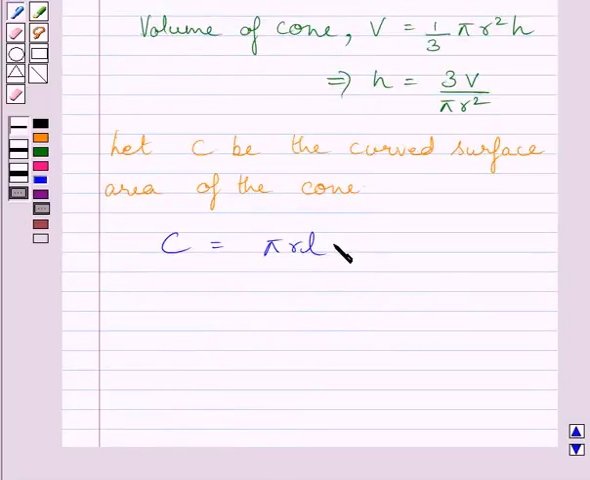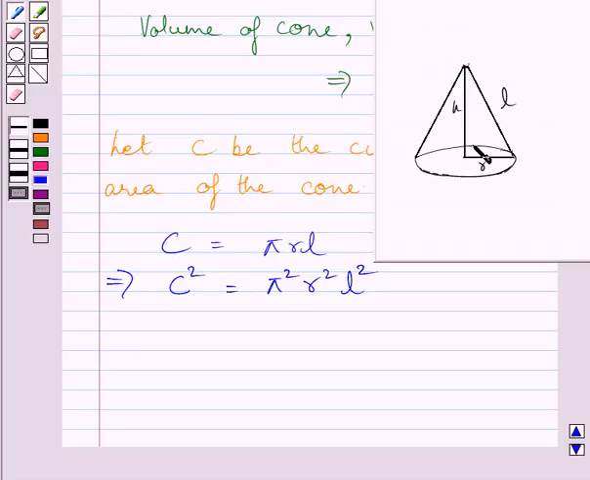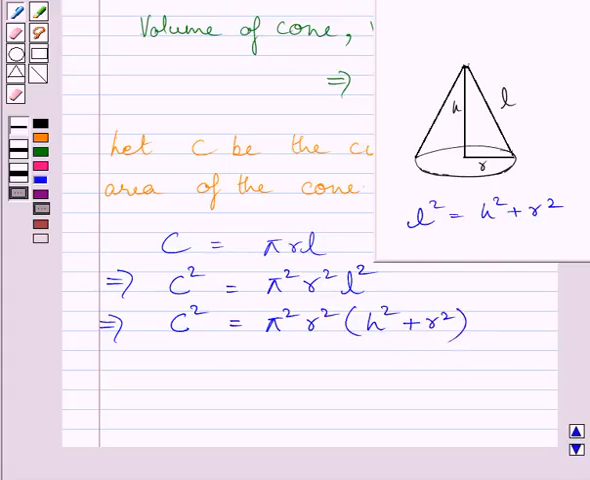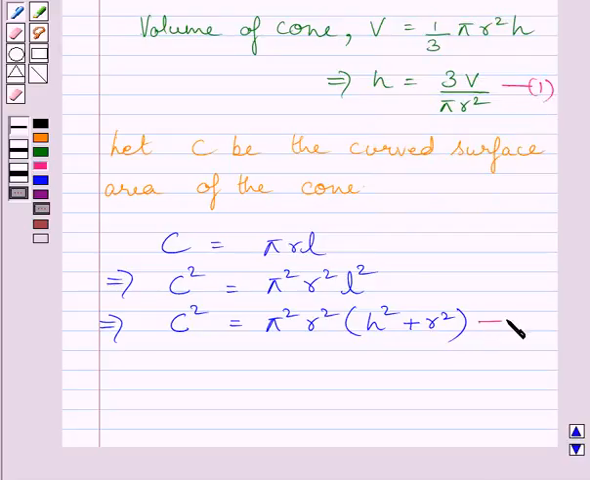Now squaring both the sides of this equation, we get C square is equal to pi square multiplied by R square multiplied by L square. Now we know L square is equal to H square plus R square. So we will substitute this value of L square in this equation and we get C square is equal to pi square multiplied by R square multiplied by H square plus R square. Now let us name this equation as 1 and this equation as 2.